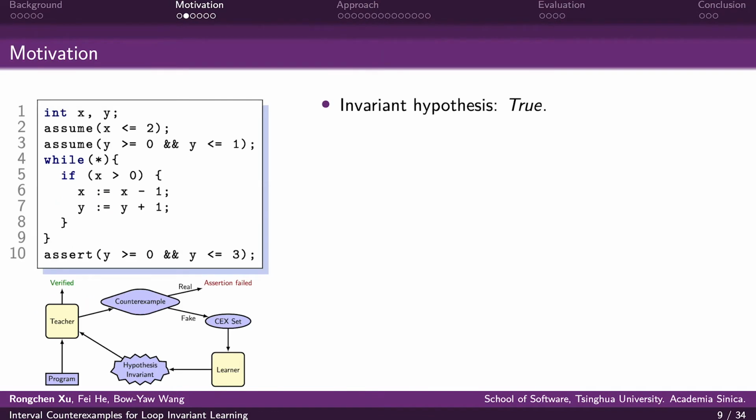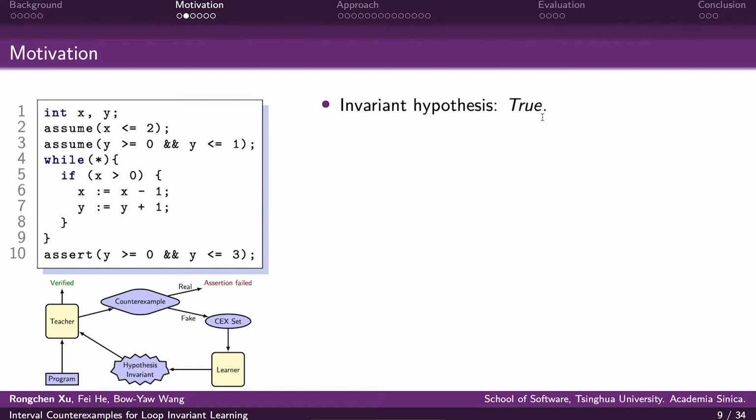Next, let me introduce our motivation. In the left program example, the preconditions of variables x and y are limited ranges. The loop condition is written in the loop body. If x is greater than 0, then x will minus 1 and y will plus 1. The verification target is that the variable y should be in the range of 0 to 3 after the loop.